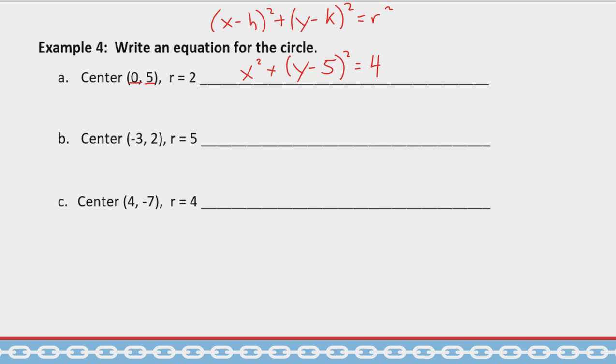Looking at example 4b, I'm going to have x plus 3 squared. And then for the y part, I'm going to have y minus 2 squared. And then radius squared, 5 squared is 25. Go ahead and try part C on your own, and then come back to the video to check.